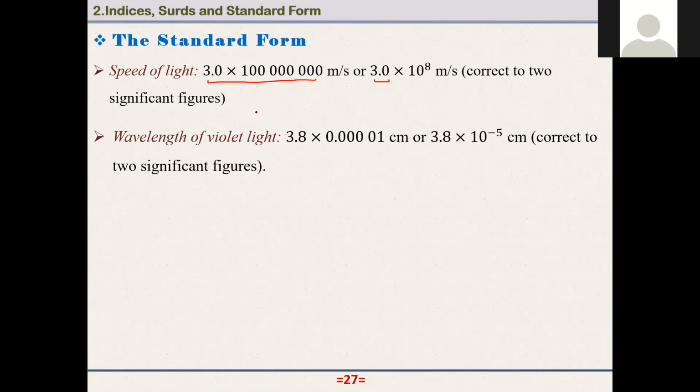Another example: the wavelength of violet light. There's a kind of light that has a wavelength; it just moves in a wave shape, okay? Its length is 3.8 times 0.0000 and so on. So actually writing this one is not so practical. That's why, after having a lot of difficulties, they felt a need to use a different notation, simpler, compact, and easy to use. So that's why they introduced this standard form. So we can just write this as 3.8 times 10 to the power minus 5.